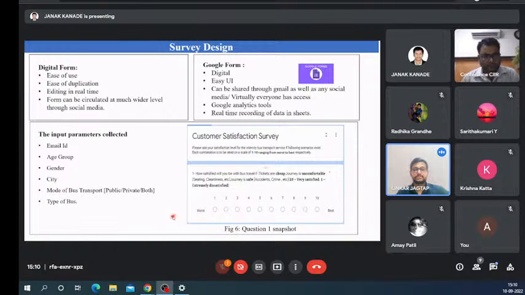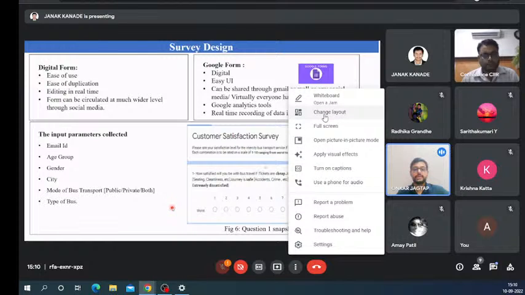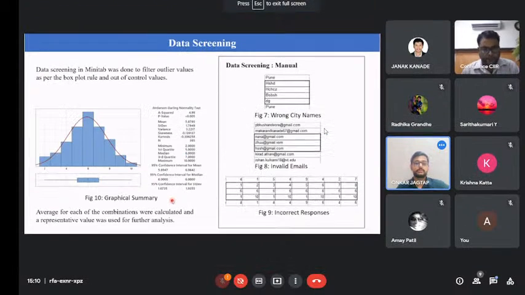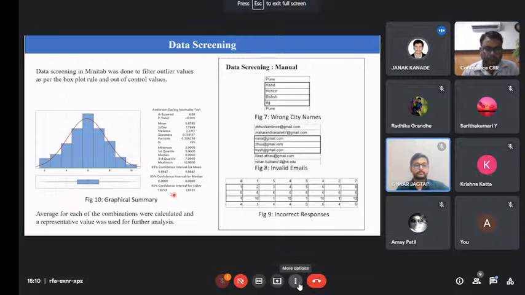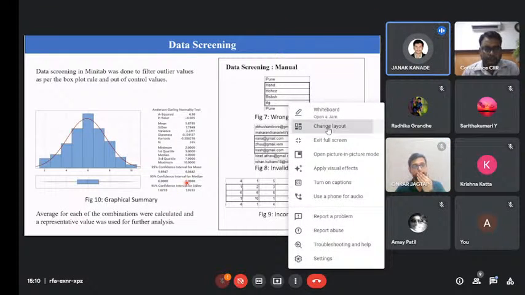So let's see one question: how satisfied will you be with the bus travel if tickets are cheap, journey is uncomfortable, and journey is safe? And what does it mean? That is, what is meant by journey is uncomfortable? That was also mentioned in the brackets, and then they had to give a rating from 1 to 10, 10 being the best.